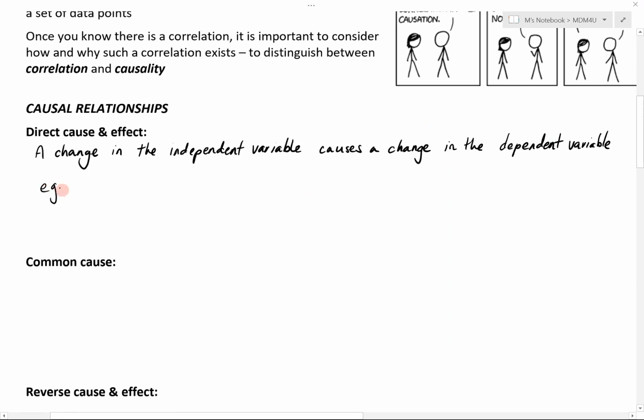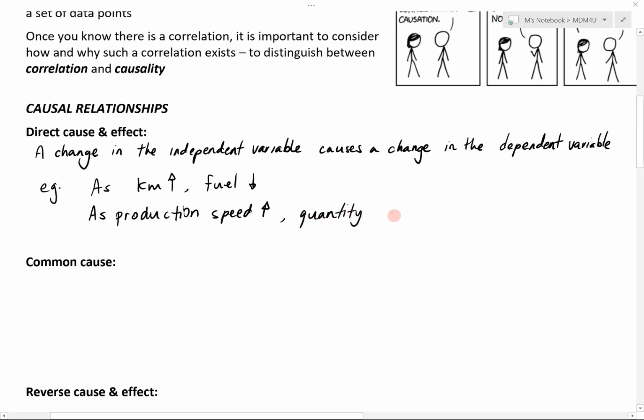As an example, as the number of kilometers you drive in a car increases, then the amount of fuel you have left decreases. So X causes Y. Another example would be as production, or production speed, increases, then the quantity of the items that you produce also increases. And just using arrows to signify the increase or decrease. So those are a couple of examples of a direct cause and effect.